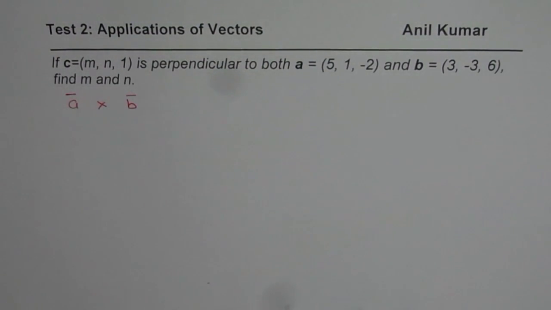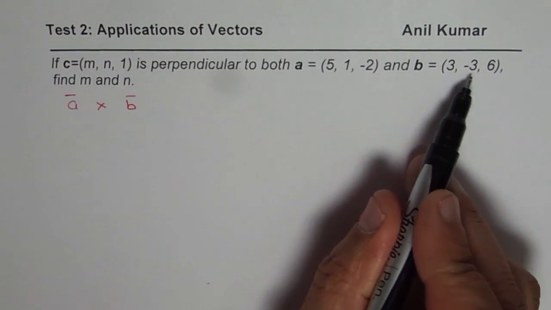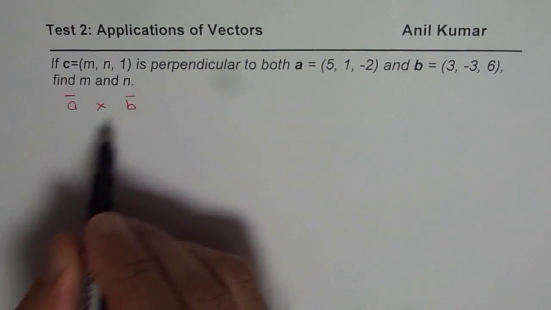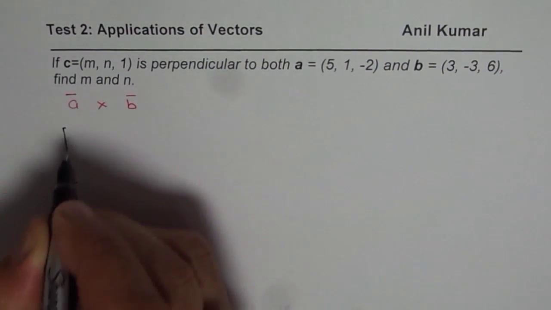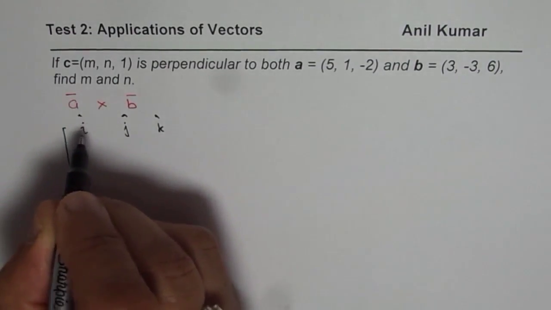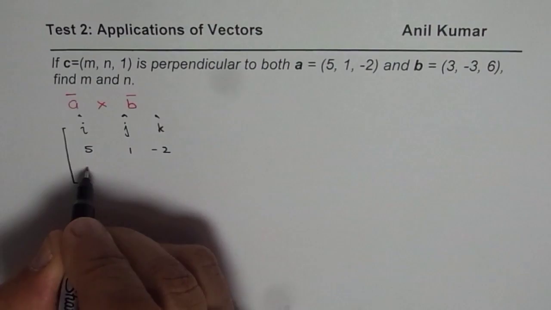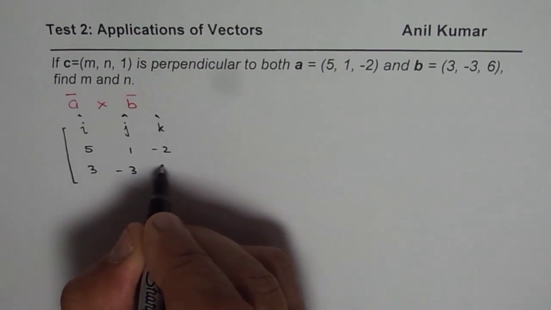As you have already seen the solution from the test paper, I'll provide you with an alternate way of finding cross product. So vectors are A is (5, 1, -2), B is (3, -3, 6). So when we do cross product, we could use the method of matrix. So we write i, j, k, right? And vector A is 5, 1, -2, B is 3, -3, 6, right?